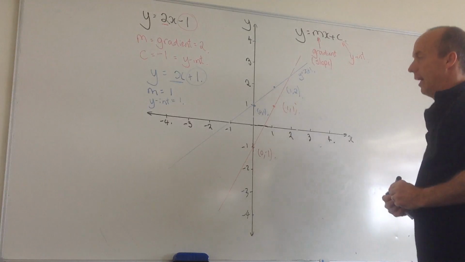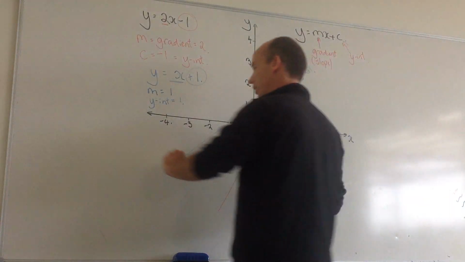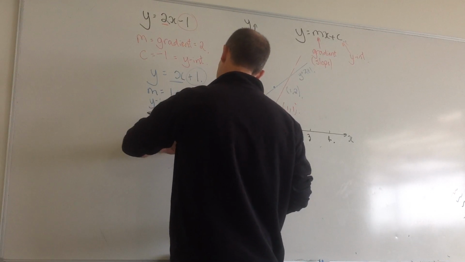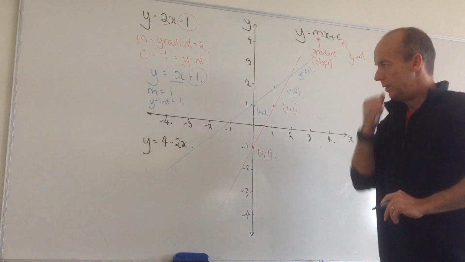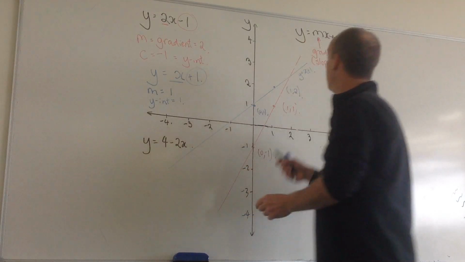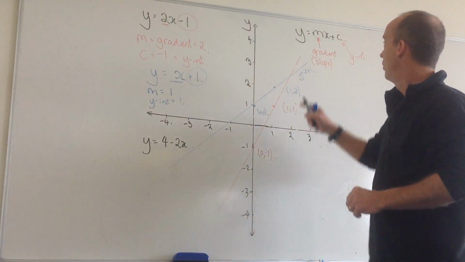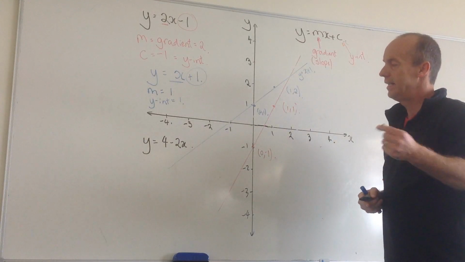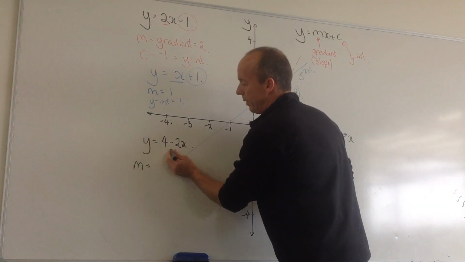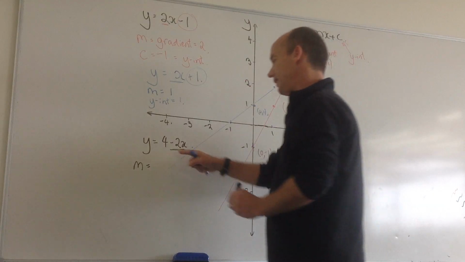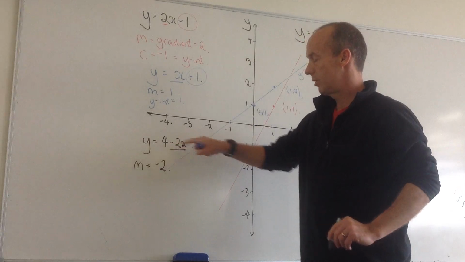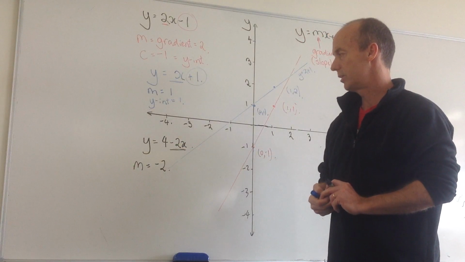Sometimes they can be a bit trickier. So I might have something like y equals 4 minus 2x. Now in this case, I haven't got my x term at the front. It's been swapped around. But what's important is that the coefficient of the x term is the gradient. So again, I say what number is multiplying the x term. And in this case, the coefficient of the x term is minus 2. So that minus belongs to the 2. So the slope is going to be minus 2.